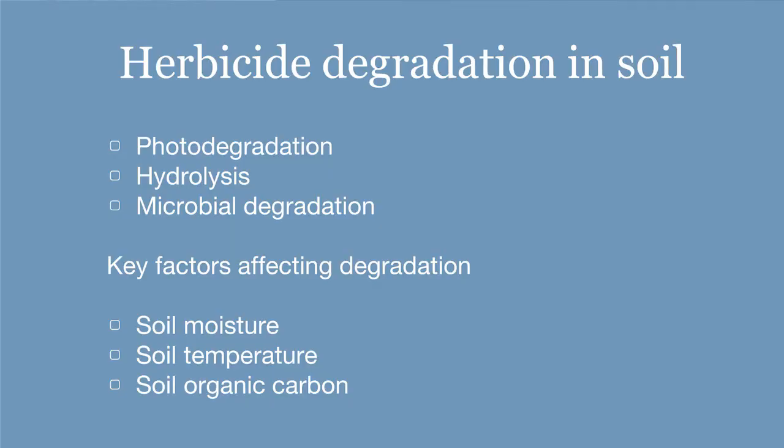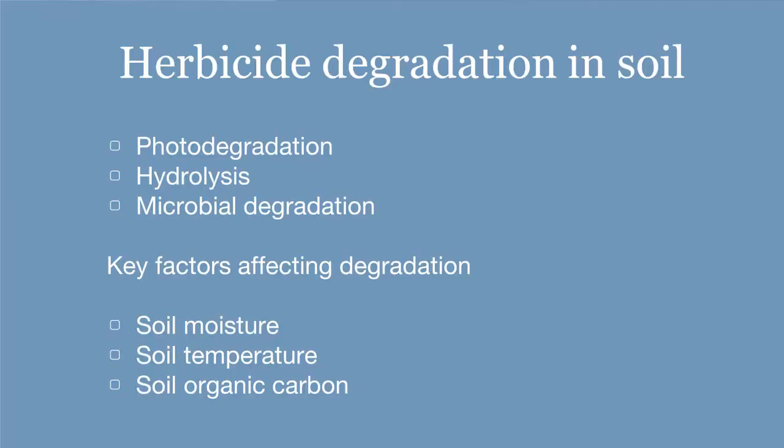So when we're thinking about the factors that are important for herbicide degradation in the soil, the main ones are photodegradation, hydrolysis, and microbial degradation. Photodegradation is degradation by light. Hydrolysis is a chemical process, it requires water. And microbial degradation is breakdown by microbes. The key factors that affect all of these are soil moisture, soil temperature, and for microbial degradation in particular, soil organic carbon.